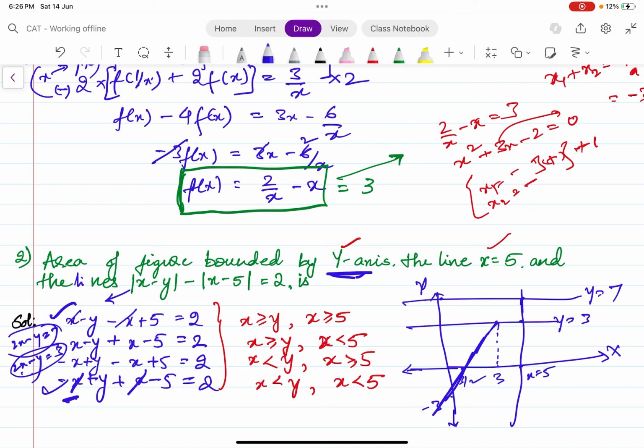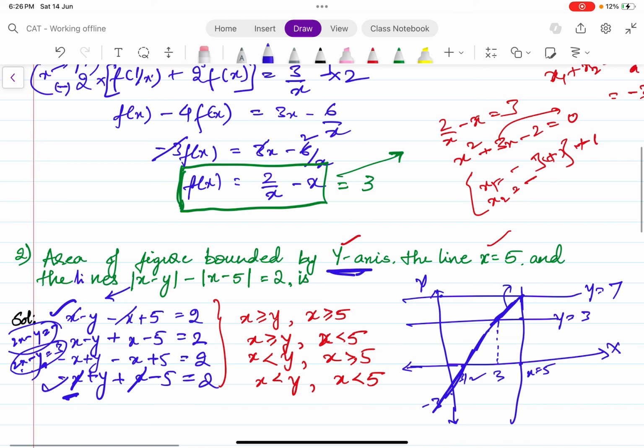If you substitute and check, you will get that. And then where does it intersect? At y equal to 7 it intersects, it becomes 10 and then becomes 5. So it intersects exactly here. So this is your final equation for 2x minus y is equal to 3.